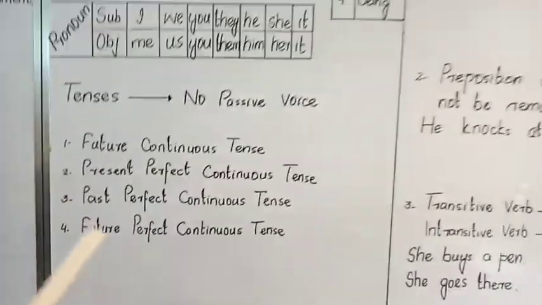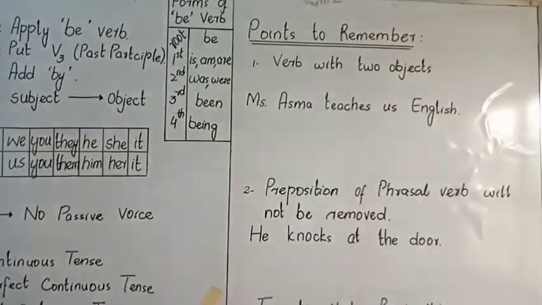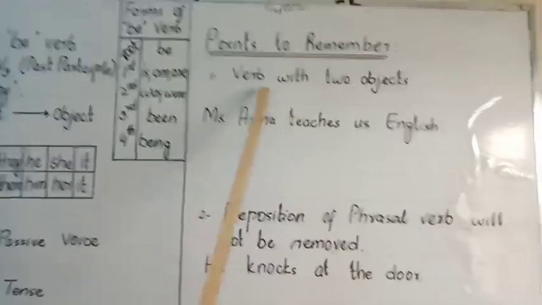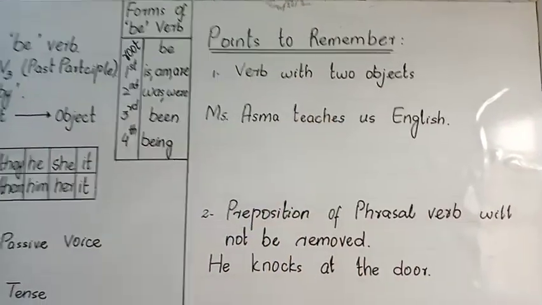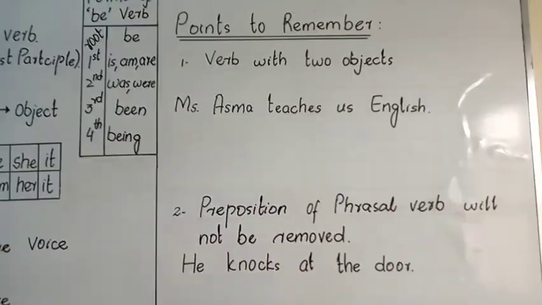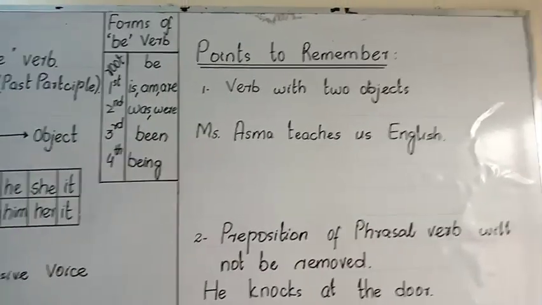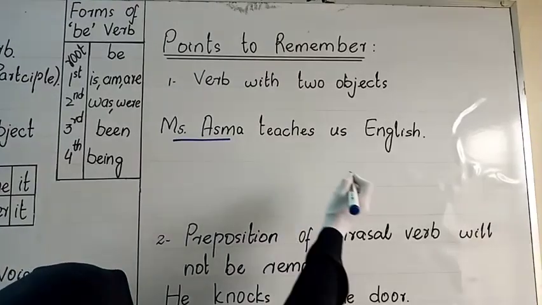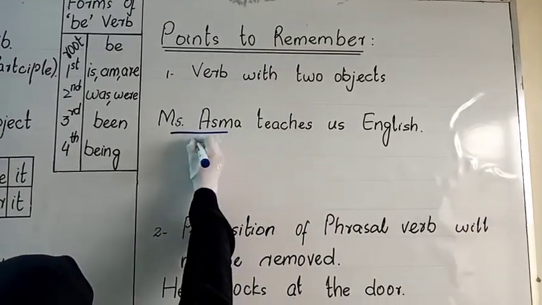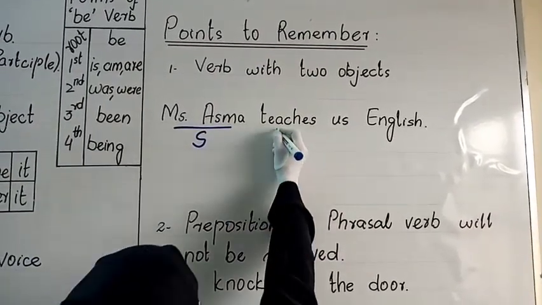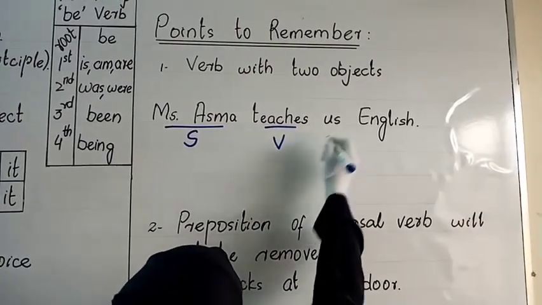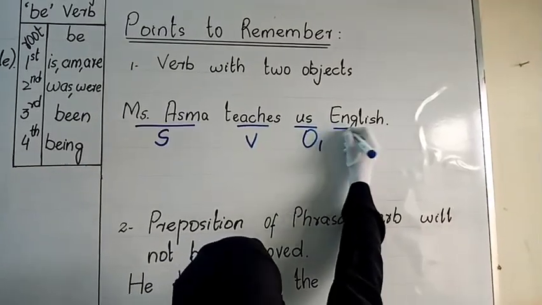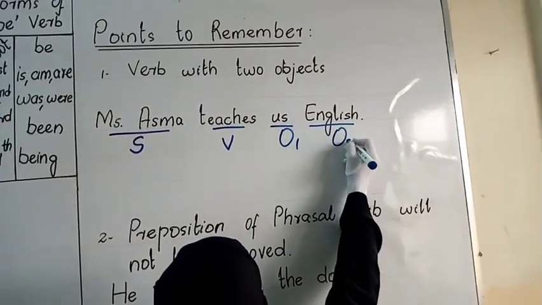Now, there are some other points which we have to remember, and the first is the verb with 2 objects. You can see that in this sentence there are 2 objects. Miss Asma teaches us English. So Miss Asma is the subject, teaches is the verb, us is object number 1, and English is object number 2.